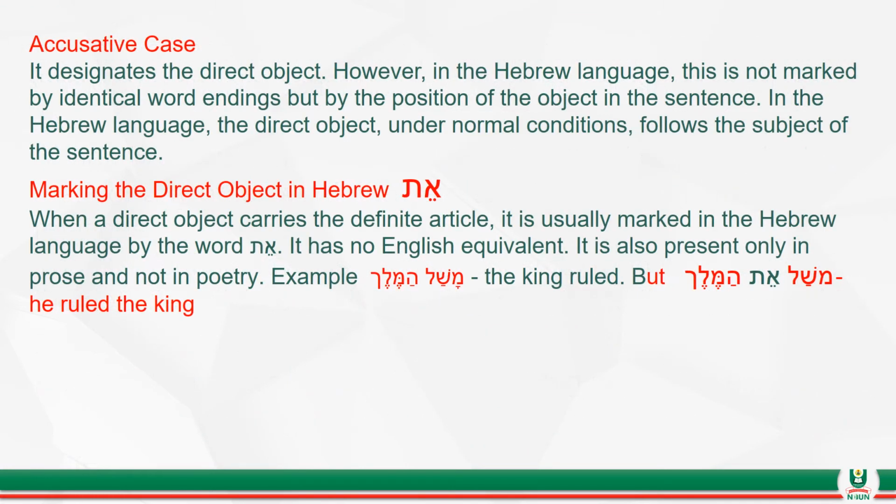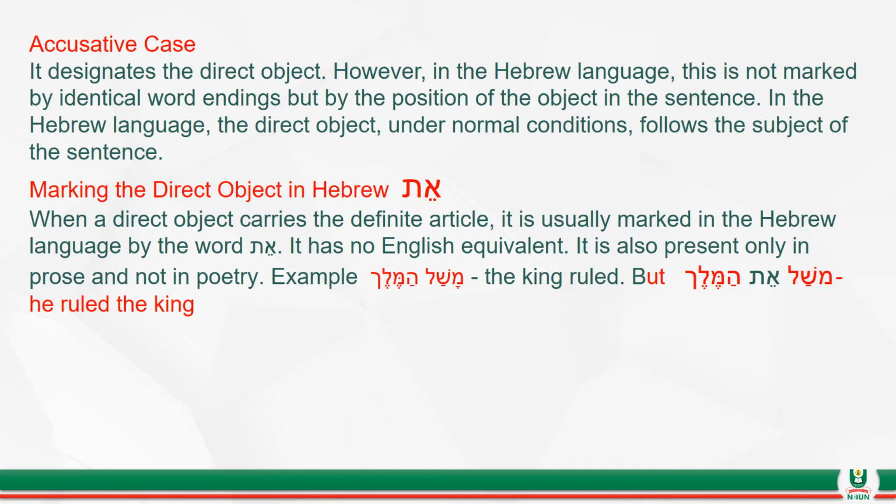Okay, now let's look at the accusative case. The accusative case designates the direct object, or the noun that is receiving the action of the subject. In Hebrew also, there is no special ending for it, but it is marked. How do we know it?